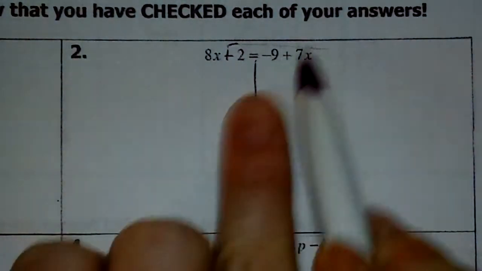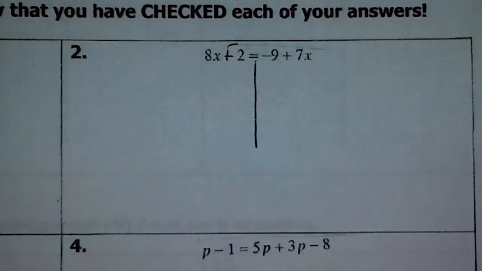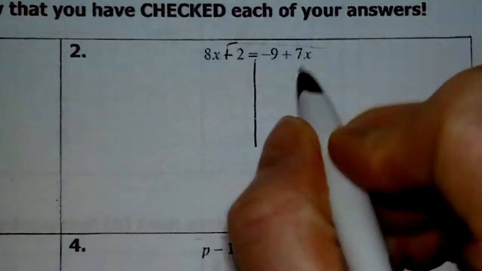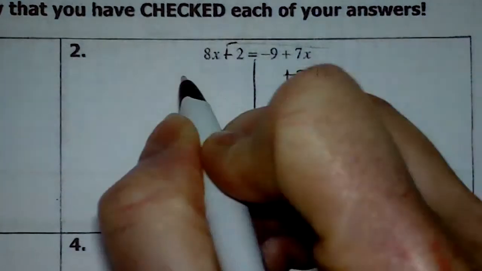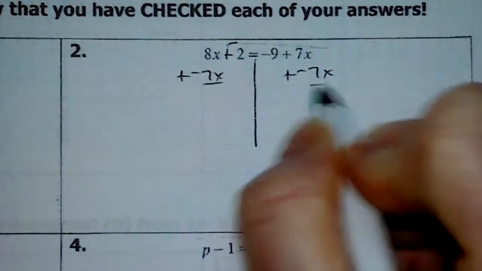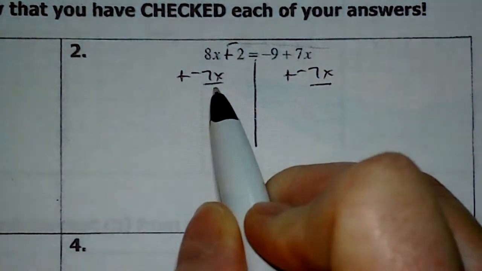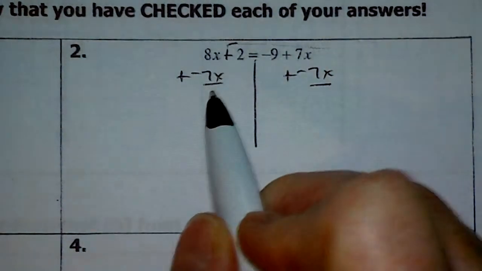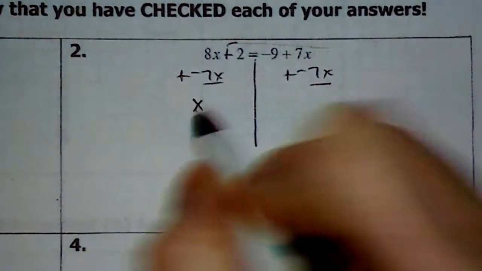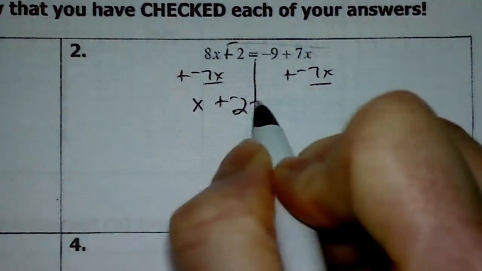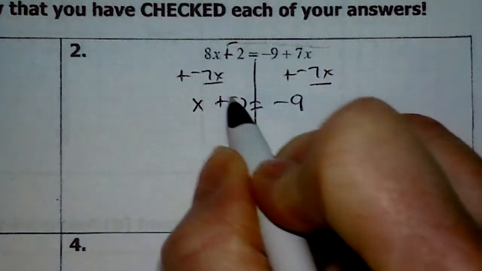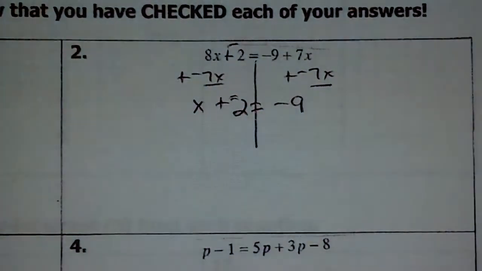So if you have a variable term that's on the right, we want to cancel that one out. How do you cancel out a 7x? You add a -7x. Do that to both sides. 8x plus -7x gives you a positive 1x, which is just plain old x. I still have that -2. And there's a -9 left over here. Now what you really have is just a 1-step.